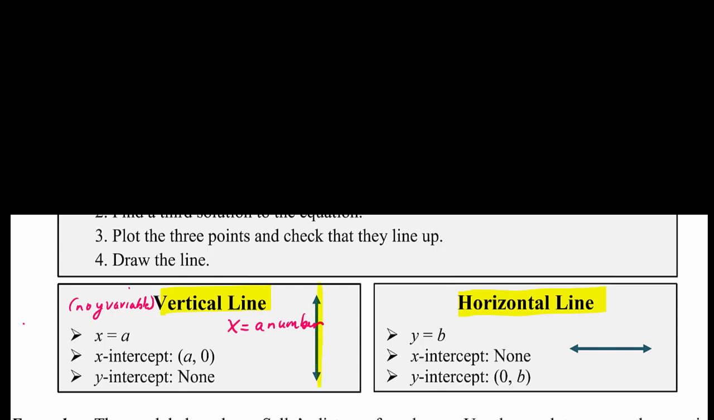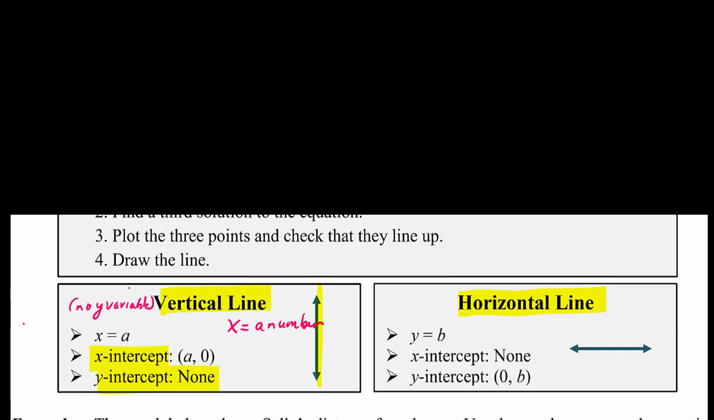But because of that, that line is going to intersect the x-axis, but it's not going to have a y-intercept. A vertical line is going to have an x-intercept, but it's not going to have a y-intercept. Okay, we'll talk about what the x-intercept is when we look at our examples.